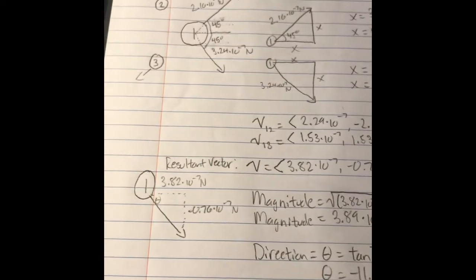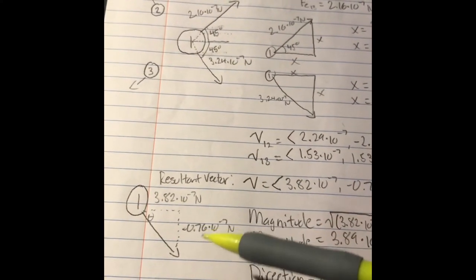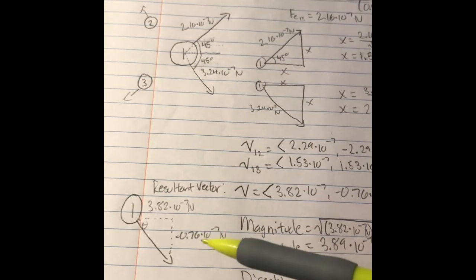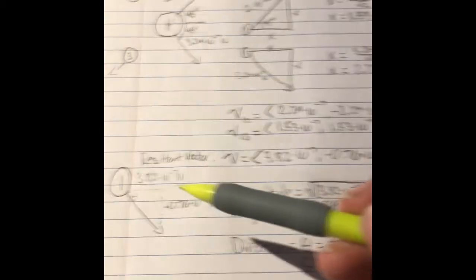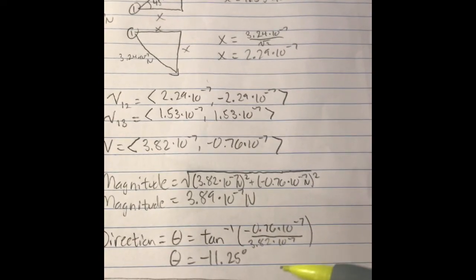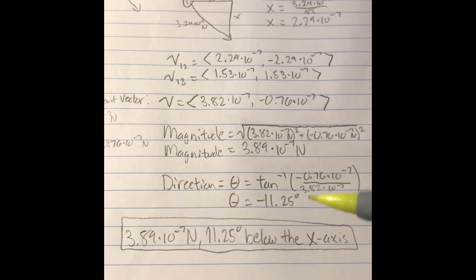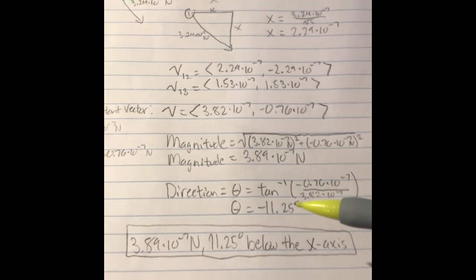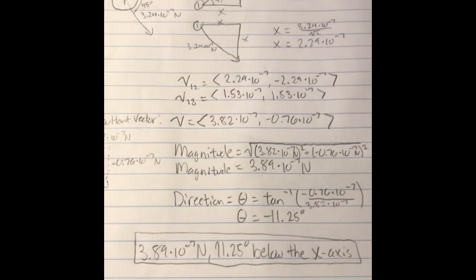And we can find the direction by solving for theta, and tangent is equal to opposite over adjacent. So the inverse of the tangent will get us the angle. So you plug in the two parts of the directions, negative 0.76 times 10 to the negative 7th over 3.82 times 10 to the negative 7th, and get an angle of theta equals negative 11.25 degrees. This just means that it is 11.25 degrees below the x-axis, and that is our final answer.